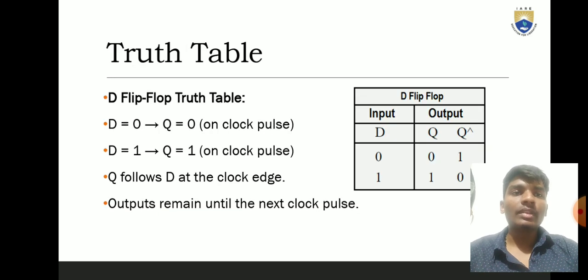The truth table for D flip flop. In the D flip flop truth table, when input is 0, the output is 0 on clock pulse, and when input is 1, the output is also 1 on clock pulse. Q follows D at the clock edge, and output remains until the next clock pulse.